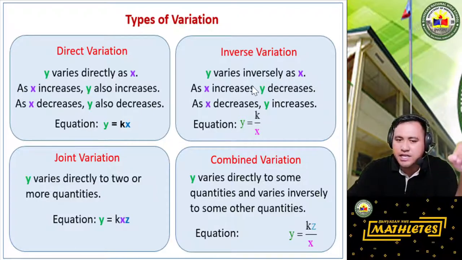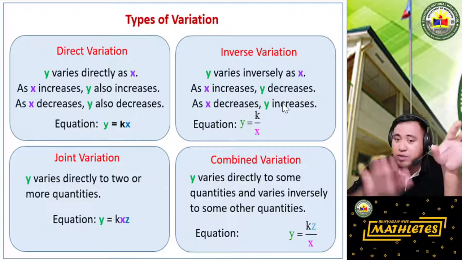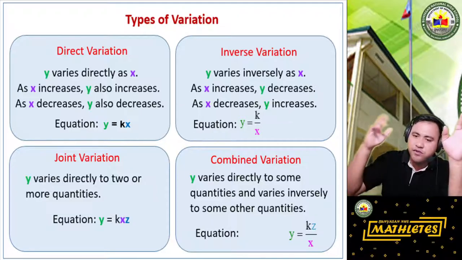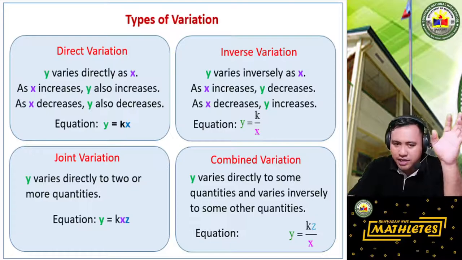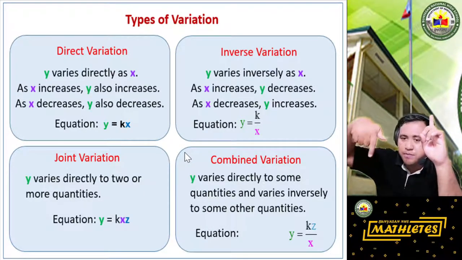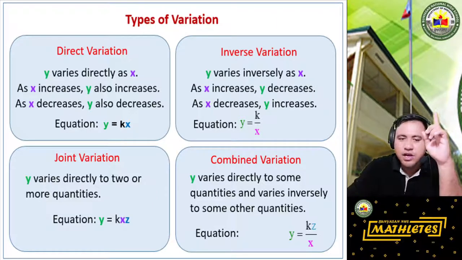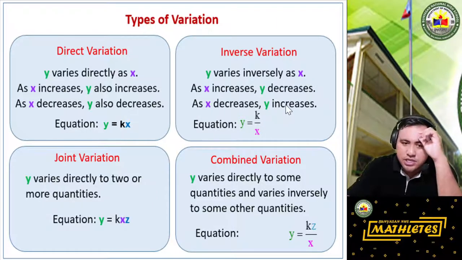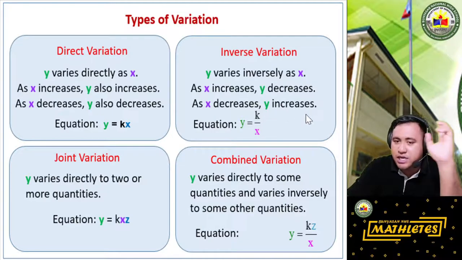Inverse variation is a variation where y varies inversely as x. As x increases, y decreases. Kabaliktaran. Another term for inverse is indirect. Kung yung isa tumaas, ang isa kabaliktaran, bumaba. As x increases, y decreases. As x decreases, y increases.